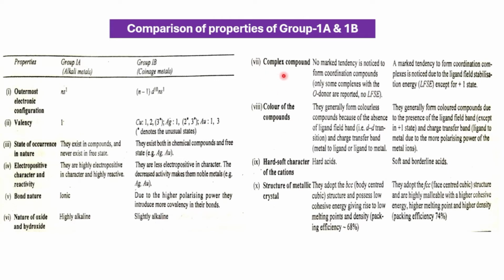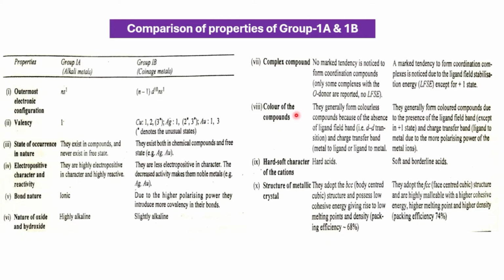Now if you see complex compounds, in case of group 1A, no marked tendency is noticed to form coordination compounds. Only some complexes with oxygen donors are reported. And in case of 1B, a marked tendency to form coordination complexes is noticed due to the ligand field stabilization energy, except for the +1 oxidation state. These electronic configurations and ligand field stabilization energy, I will discuss later in some other chapters. For the time being, try to understand the differences between group 1A and 1B compounds.